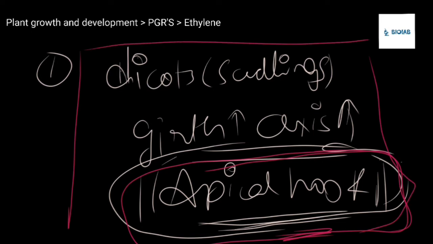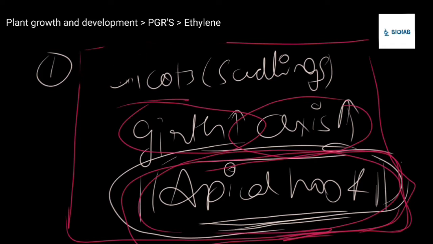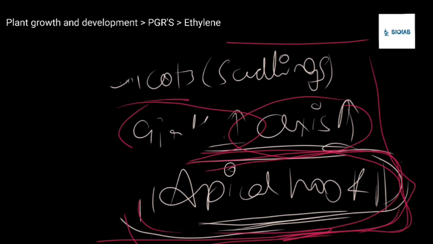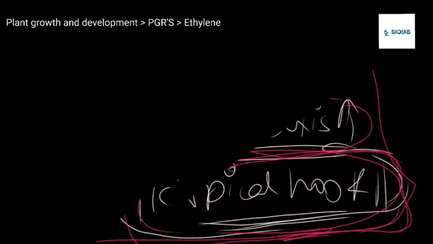That is the first physiological effect of ethylene. In dicot seedlings: girth increase, axis swelling and apical hook formation. Repeating once again: in dicot seedlings, girth increase, axis swelling and apical hook formation.